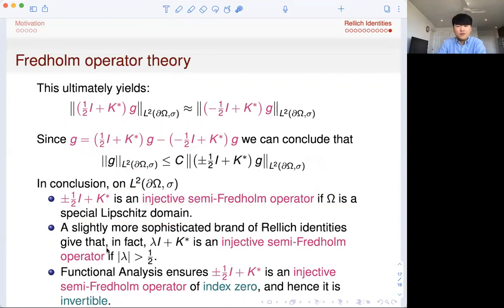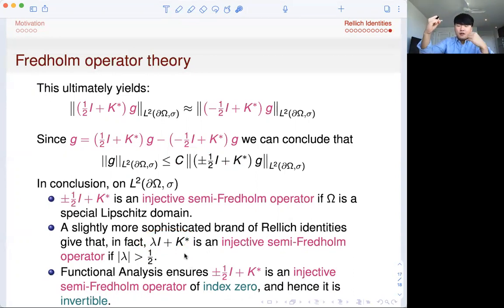And with a more complicated version of the Rellich identities, we have that lambda I plus K star is also an injective semi-Fredholm operator if the absolute value of lambda is greater than 1/2. And functional analysis theory gives us that plus or minus 1/2 I plus K star is an injective semi-Fredholm operator of index 0, and hence it's invertible. This is because, first of all, if lambda is sufficiently large, then we can apply the Neumann series, which gives us the invertibility of lambda I plus K star for sufficiently large lambda.